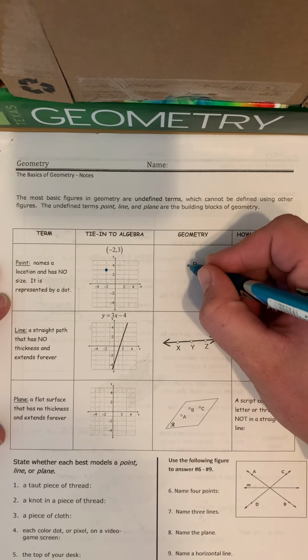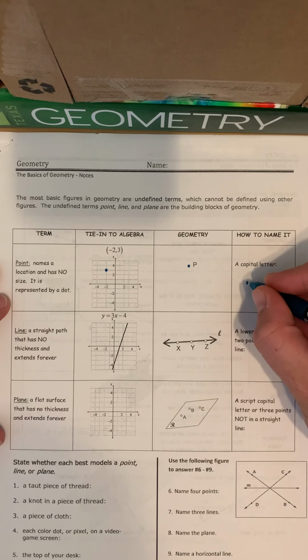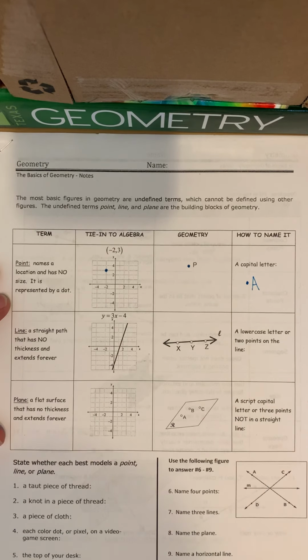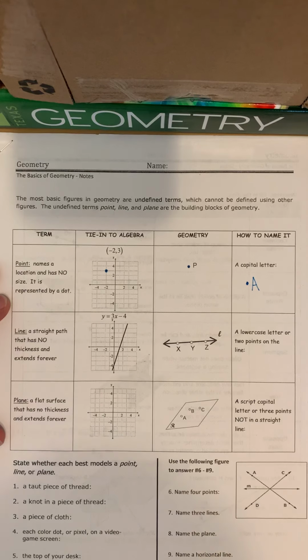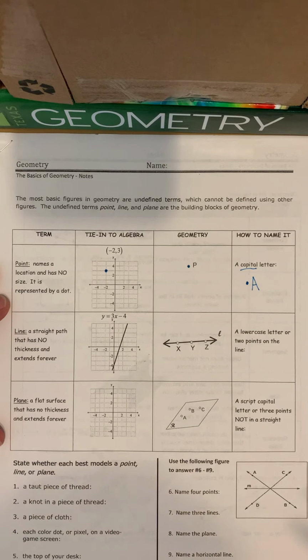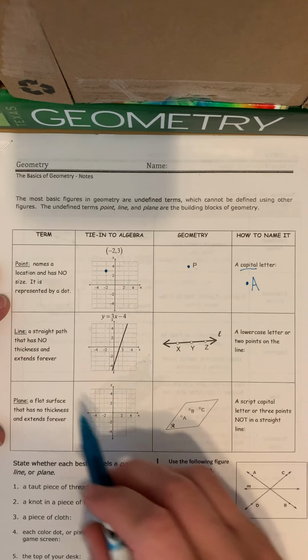You're just going to kind of see a dot and a capital letter. So if I had like point A, it would be point A. And then we will connect points with lines to create lines, and then those will exist on planes, so on and so forth, okay? So again, a capital letter names a point, all right? So capital P, that'd be point P, point A, okay?